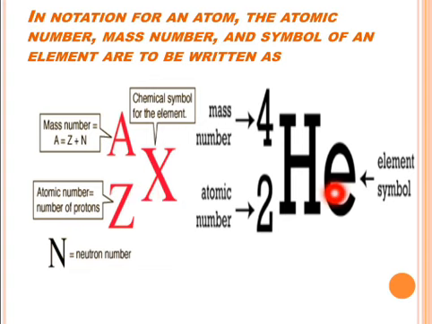This is symbol of helium element. Mass number of helium is 4, which is written at the top on the left side of symbol of helium. Atomic number of helium is 2, which is written at the bottom of its symbol as subscript.